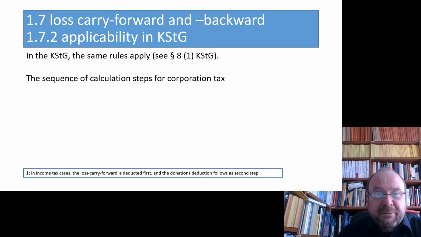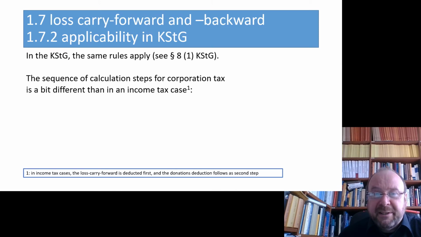In the last chapter, I spoke about the deduction of donations, and for the donations, you need the amount of the taxable income. There was also a limit of 20% deductibility of the income, and so naturally the sequence of the calculation becomes interesting.